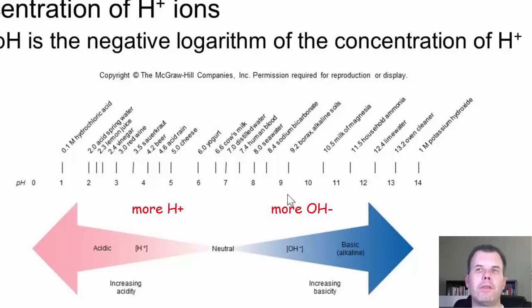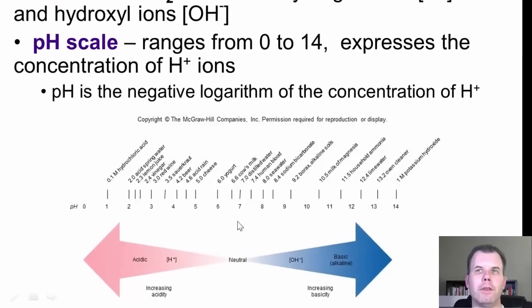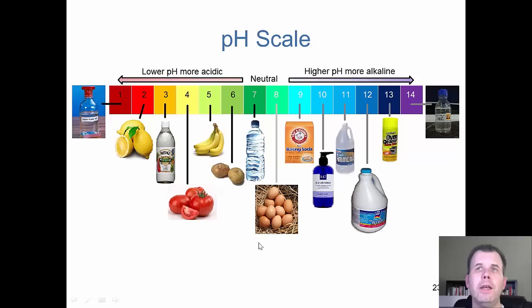But this is typically the scale that we use. And again, it measures how many hydrogens are present in the solution. Okay, we can look at the pH scale and look at it in different things. Hydrochloric acid is going to be very acidic. Lemons are very acidic. And you know when things are very acidic because they're sour or very bitter. Okay, they have a sour taste to them.